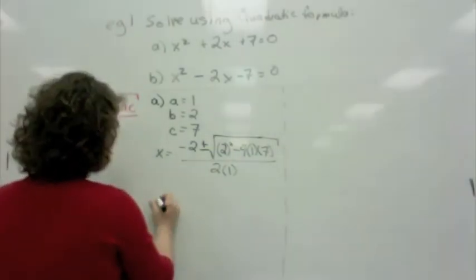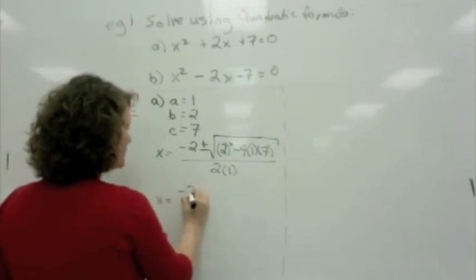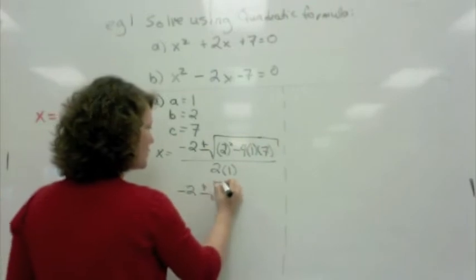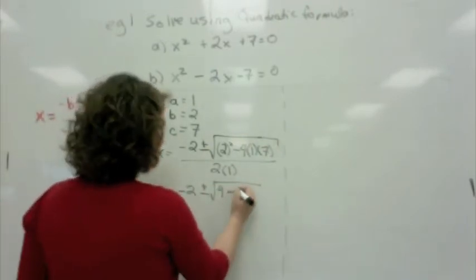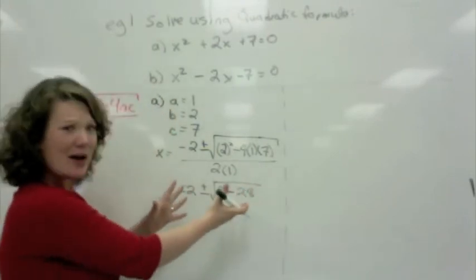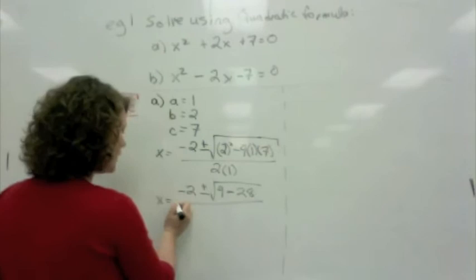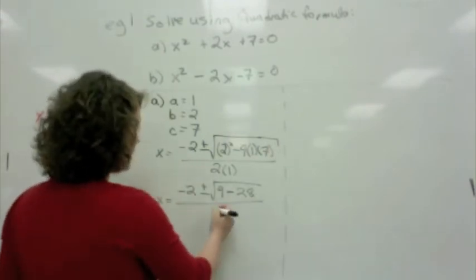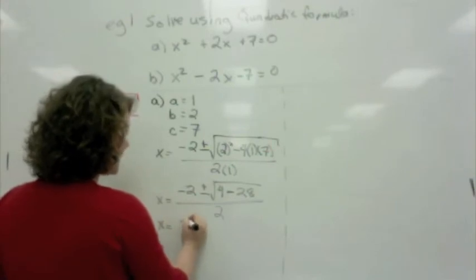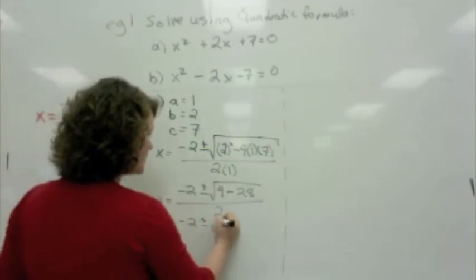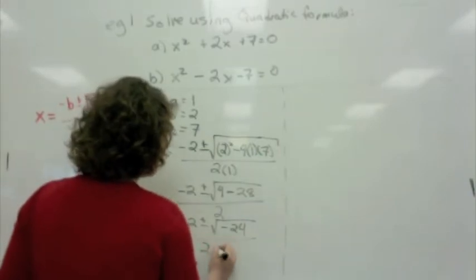Now we just need to go through the motions of simplifying. So we have negative 2 plus or minus the square root of 4 minus 28. We have a problem here. Why? We have a negative radicand, really. Over 2. So x equals negative 2 plus or minus the square root of negative 24 over 2.